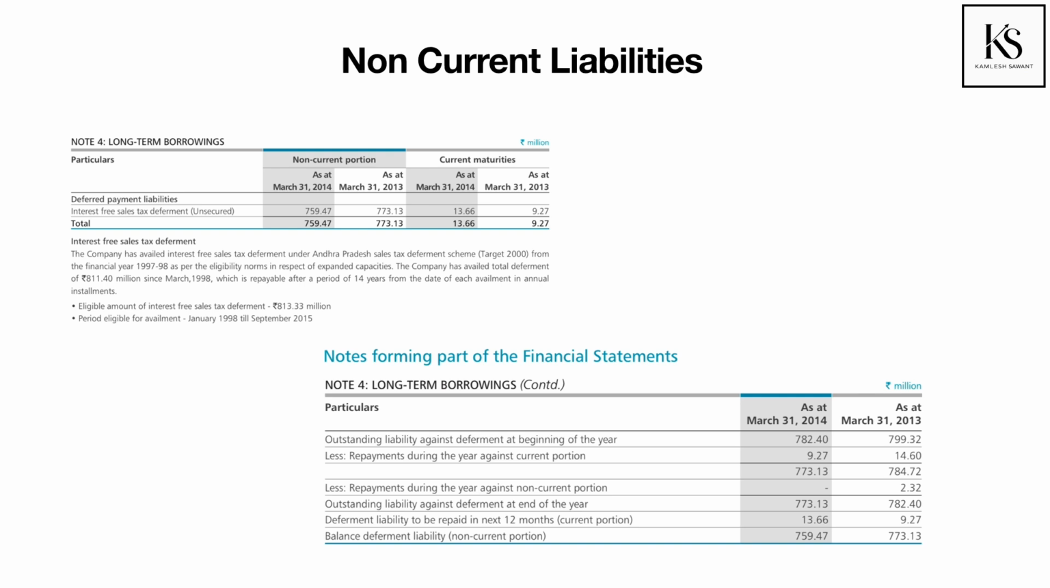Let us look into the note associated with long-term borrowings. From the note, it is quite clear that the long-term borrowing is in the form of interest-free sales tax deferment. To understand what interest-free sales tax deferment really means, the company has explained just below the note. It appears to be some sort of tax incentive from the state government. The company plans to settle this amount over a period of 14 years. You will find that there are many companies which do not have long-term borrowings.